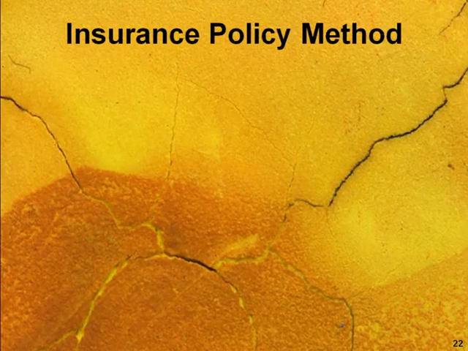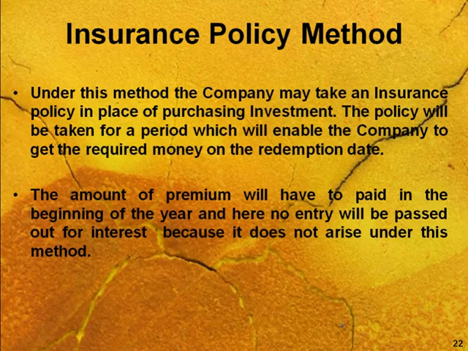Next is the insurance policy method. Under this method, the company may take an insurance policy in place of purchasing investments. In the earlier method, we took some figure from the P&L appropriation account and invested it in some investment options. But here the company is not purchasing any investment. Straight away the company is taking an insurance policy from the redemption point of view. The policy will be taken for a period which will enable the company to get the required amount on the date of redemption. Suppose a company has to pay again 1 lakh.